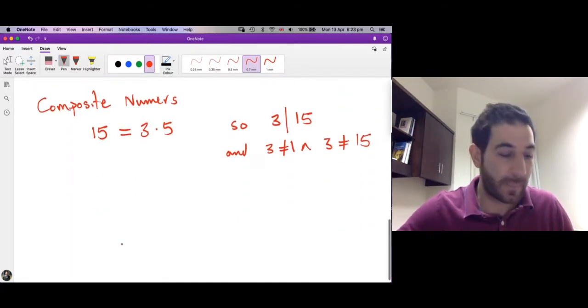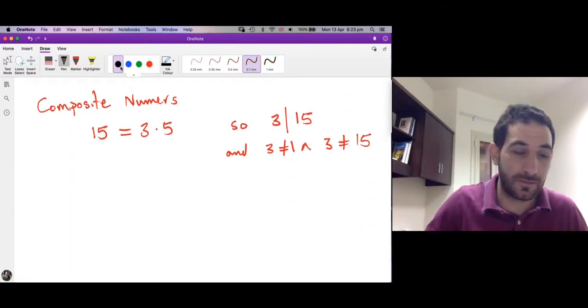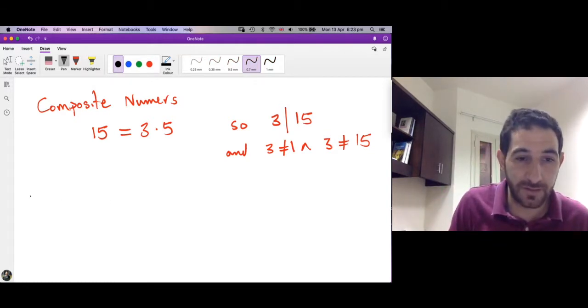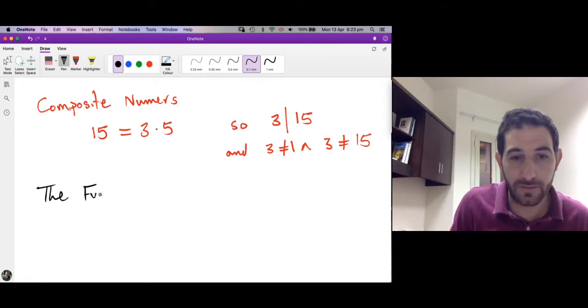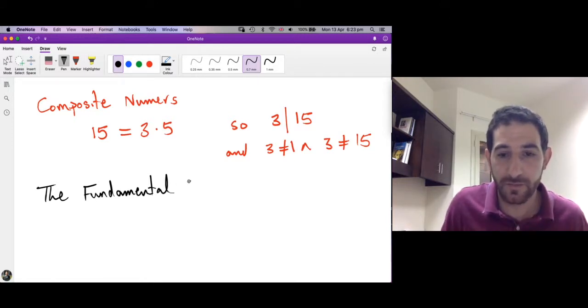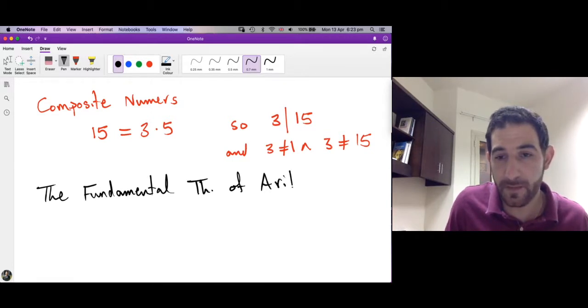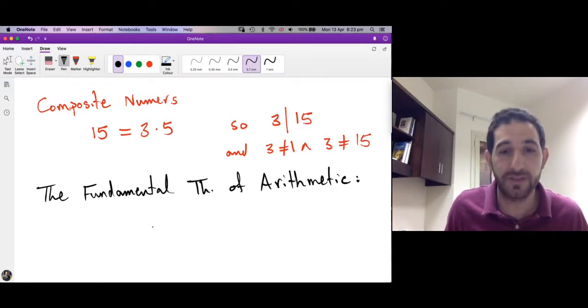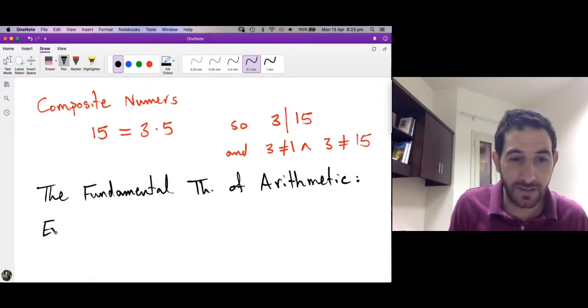Okay, now let us state what is the fundamental theorem of arithmetic. We already mentioned it, but let's officially state it. The fundamental theorem of arithmetic, again, intuitively speaking, says that prime numbers are the atoms of the integers. So what does it say?